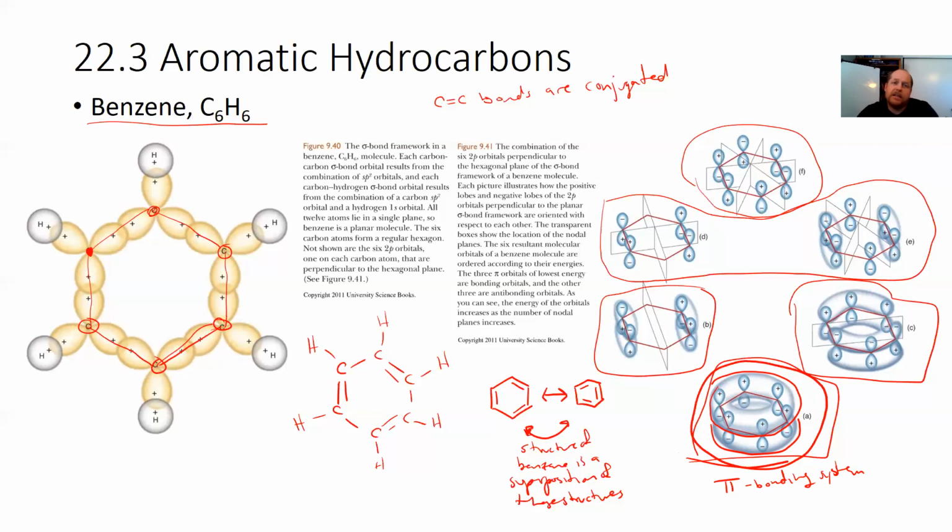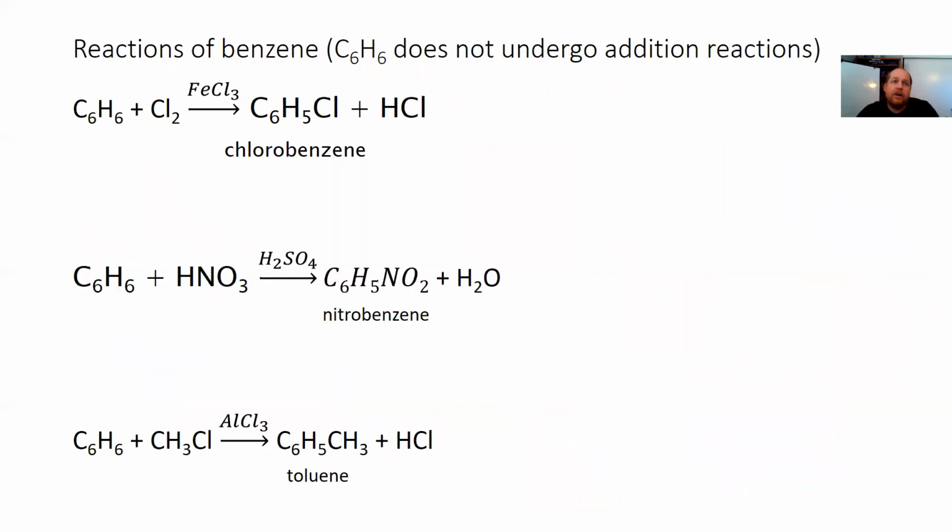But the key here is this is a sort of a scaffold for a lot of other important compounds in organic chemistry. Now, one of the things about benzene that's very different from the typical alkenes is that benzene doesn't undergo addition reactions, and that's kind of an important thing, because then you can make all kinds of different substances.